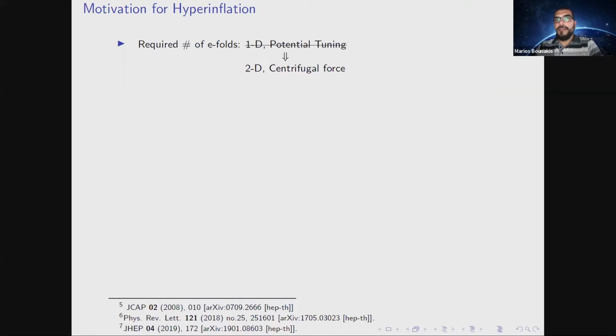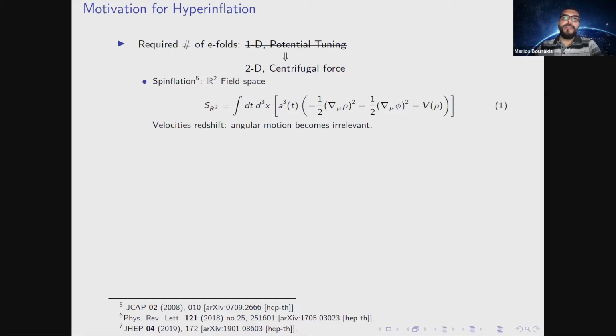As already discussed in the previous slide, the required number of e-folds is obtained in the single field slow roll case through the flatness of the inflaton potential. However, if the field space is not one-dimensional, but is two-dimensional and flat, a retarding force, for example, a centrifugal force, can assist the slow rolling, and therefore steep potentials can also be considered. This is the case, for example, in spinflation, in which the field orbits the bottom of its potential until it has lost its angular momentum. It has been shown, however, that the delay provided through this mechanism is insufficient, as velocities redshift and the angular motion quickly becomes irrelevant.